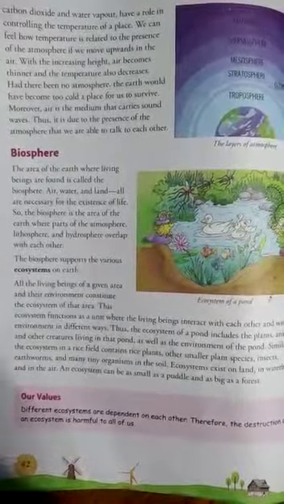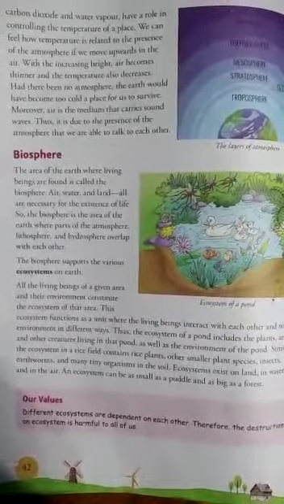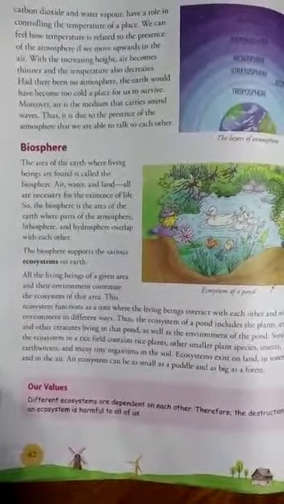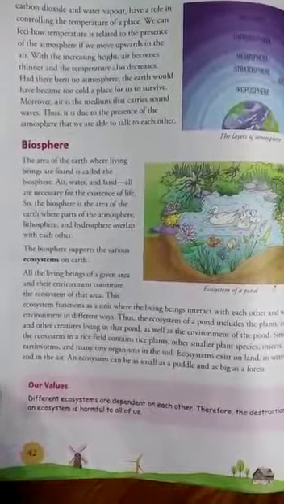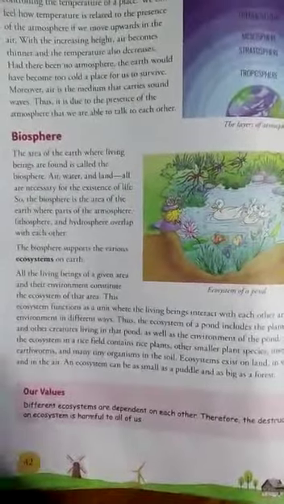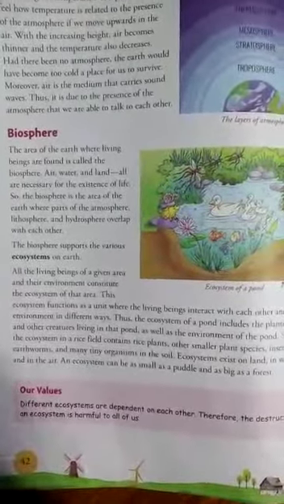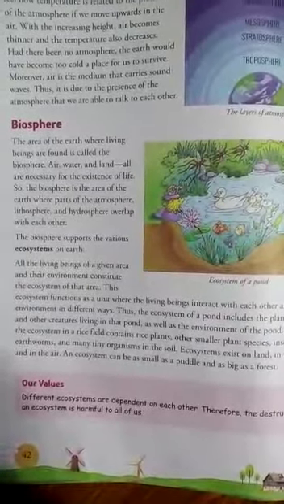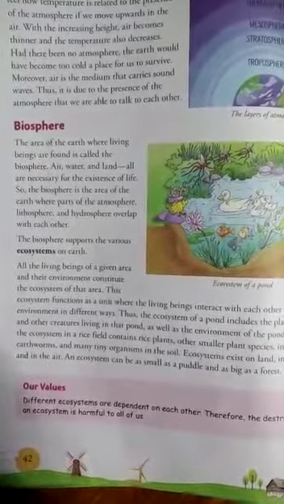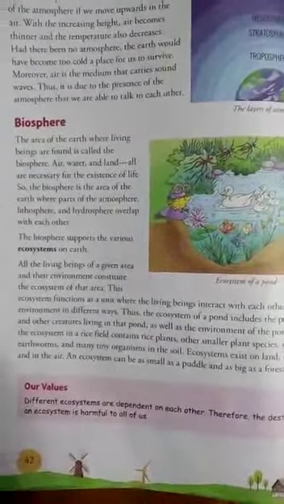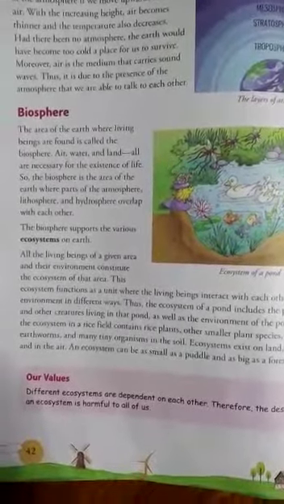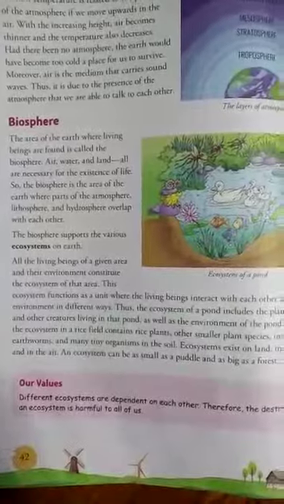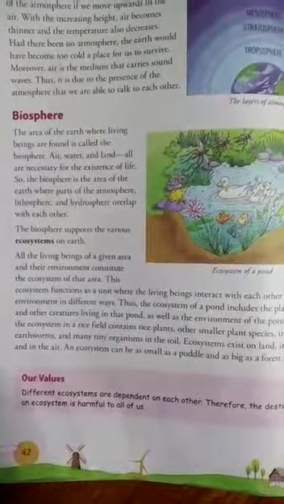And then we have the fourth domain of the earth, that is biosphere. The area of the earth where living beings are found is called biosphere. You may think, where is biosphere? We have not seen it. Biosphere is the area consisting of all the three domains: atmosphere, hydrosphere, and lithosphere. They all together form our biosphere. And biosphere supports different ecosystems on earth. Now what is an ecosystem? An ecosystem is a community or group of living and non-living things that interact with each other for their survival.